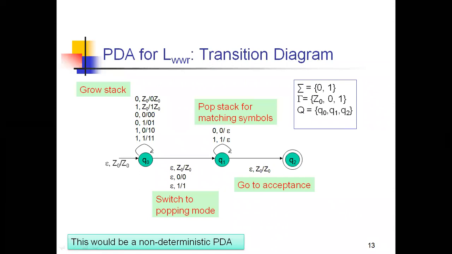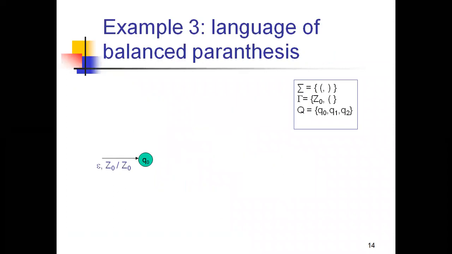In the last class, I explained PDA designing for the language of string reversal. Here is one example for string reversal, and we applied the same rules that we have for PDA designing to example number 3, that is the language of balanced parentheses.